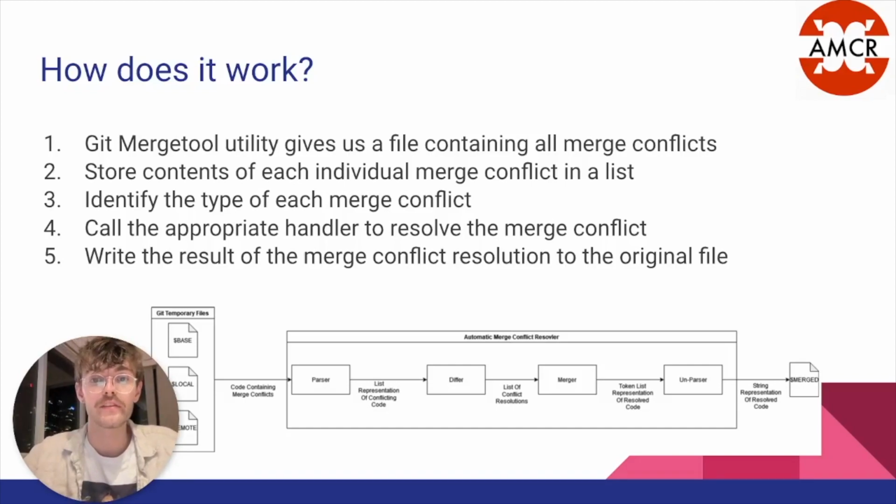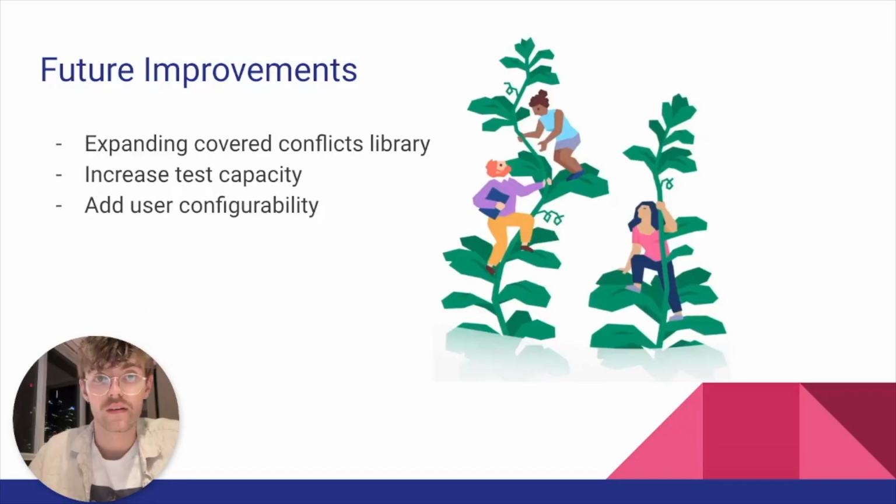So from a lower level, we actually use the git merge tool, and essentially that allows us to get all of the merge conflicts and put them into a file so that we're able to read it. And then we use our pattern matching algorithms to identify the merge conflict and what type it is. And then we go ahead and handle it by calling the appropriate handler for it. And then once we've resolved all of these conflicts, we output what the result is to the user, which is what they're able to see and what I demoed in the video.